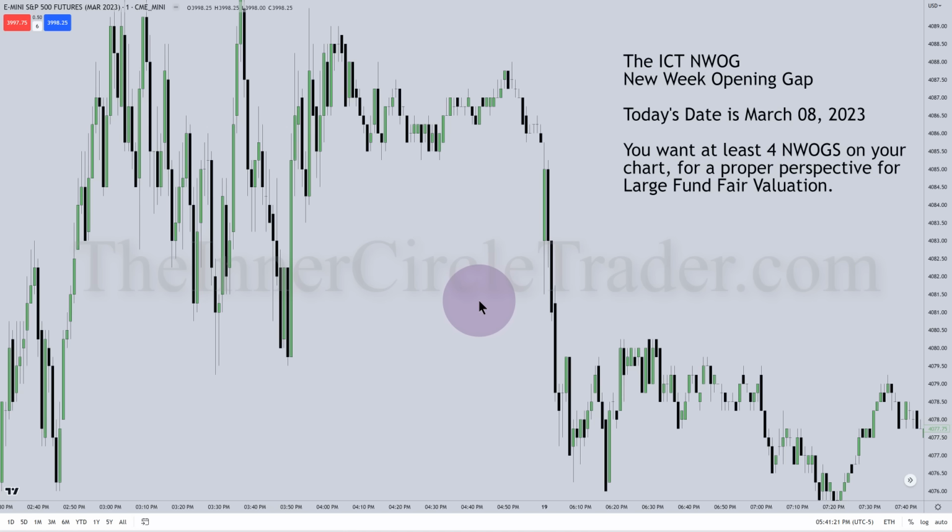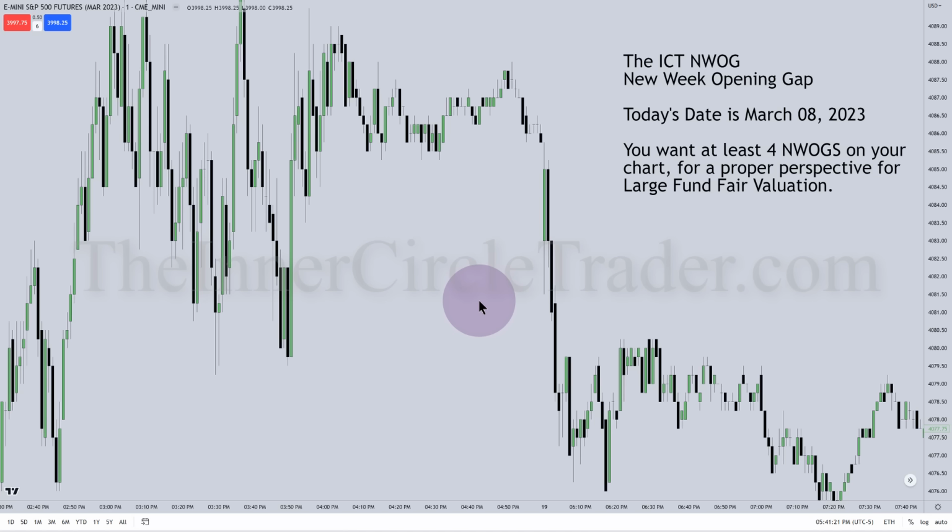Most traders that are familiar with it, they're trained to think that, okay, it's over with, now let's move on to the next thing. That's not how the algorithms work. The algorithms refer to old inefficiencies and old liquidity voids.